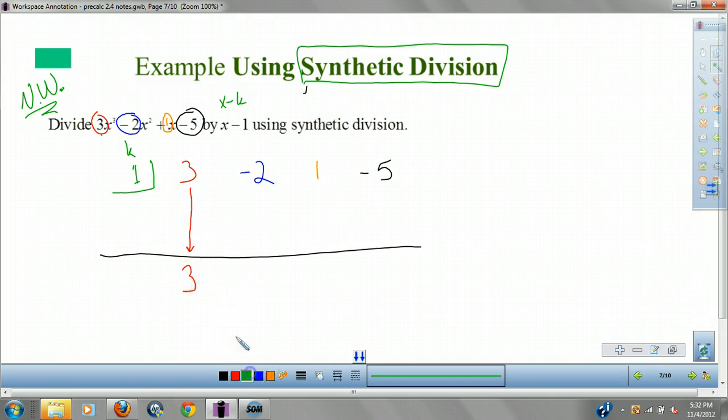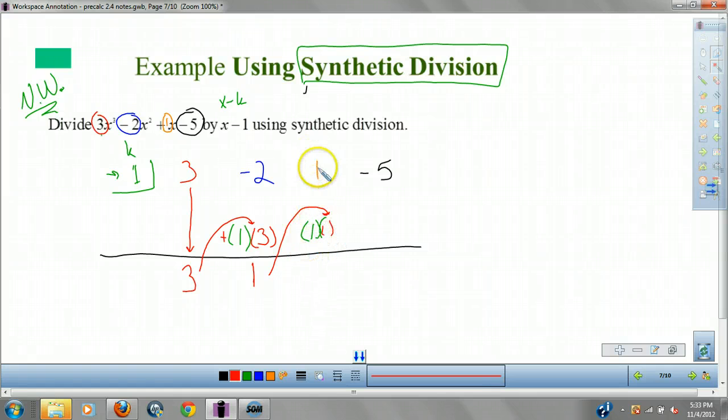Now, you take your k, you're going to go 1 times this guy here. 3. Okay? You add these two together. -2 plus 3 is 1. Okay? Next thing I'm going to do is I take my k, I times it by my result down here, and that's going to come up 1.